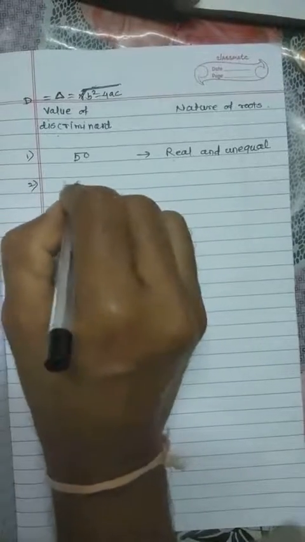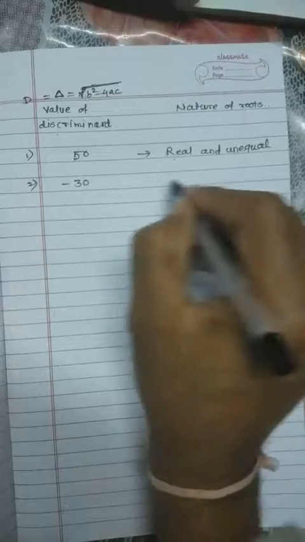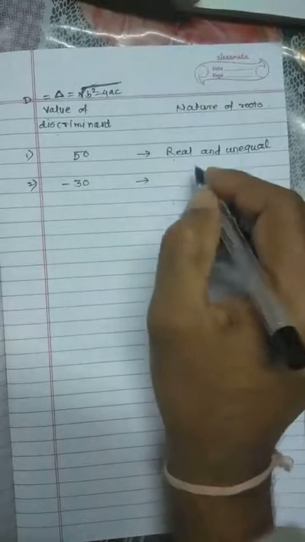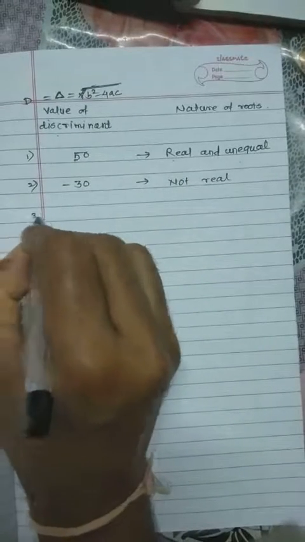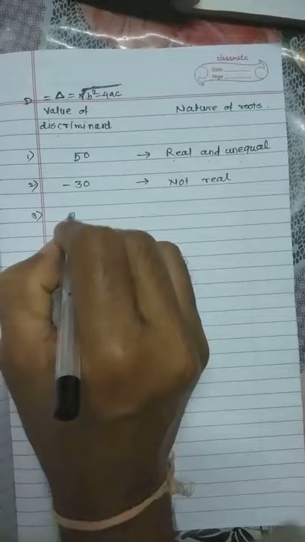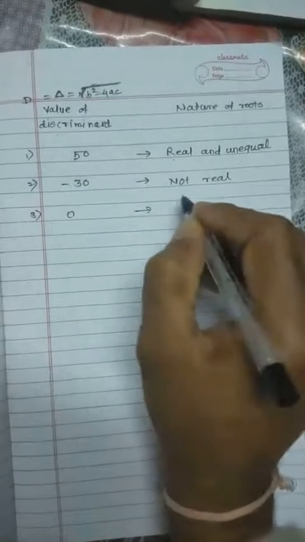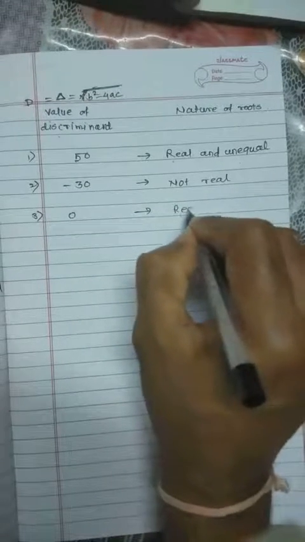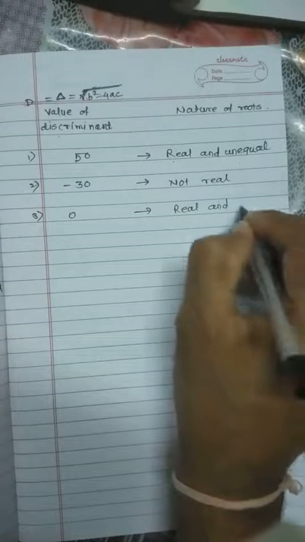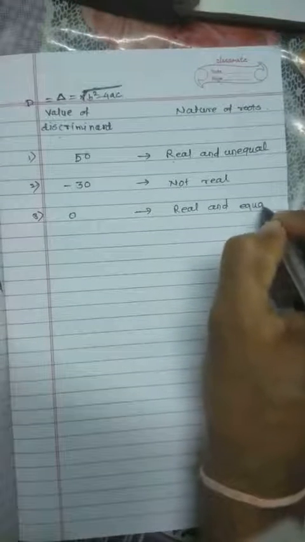Then minus 30, it is not a real number. Then in 0, therefore real and equal. So in this way this activity is completed.